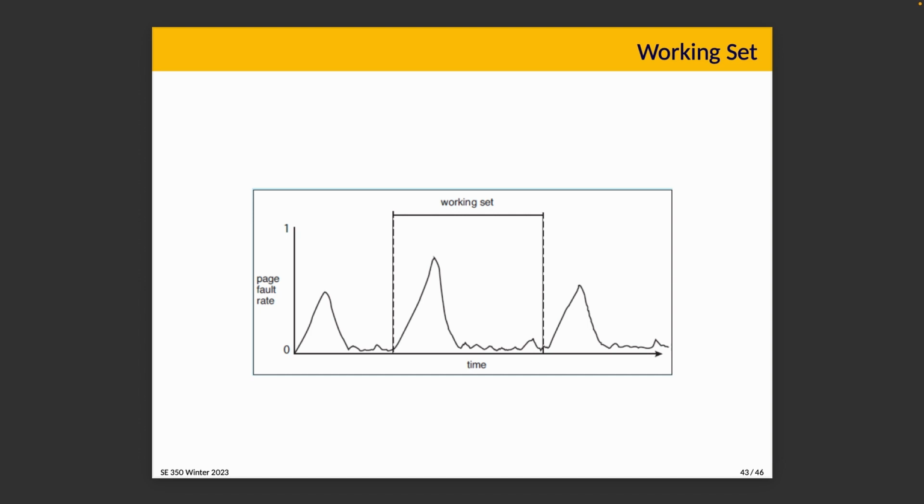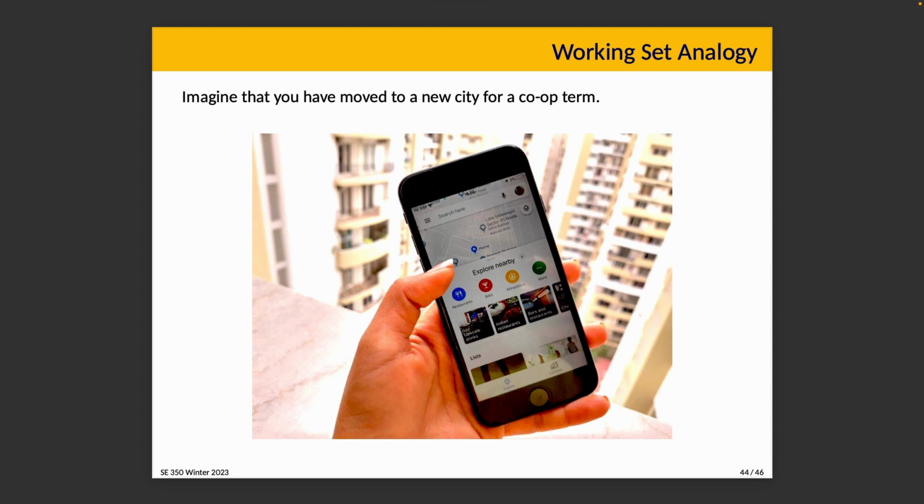Maybe this doesn't really make sense. Let me try to explain with an analogy. Let's say that you have moved to a new city for a co-op term. Like you've never been to Ottawa before, and your next co-op is located there. Or should I say California? You've never been to Cupertino before. So you don't know where anything is in this place, right?